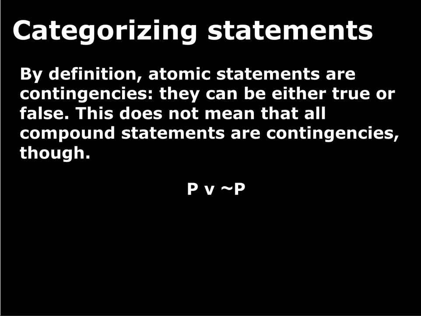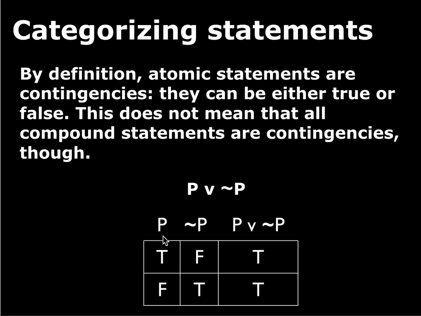Now, if we do a truth table for this, P can be true or false, not P will be the opposite, false, true. You can see that this compound statement is always going to be true. And you can not only see that from the truth table, you can also just sort of think about it. Not P is always going to be the opposite of P. So if P is true, not P is false. If P is false, not P is true. Okay? So one of these is always going to be true.